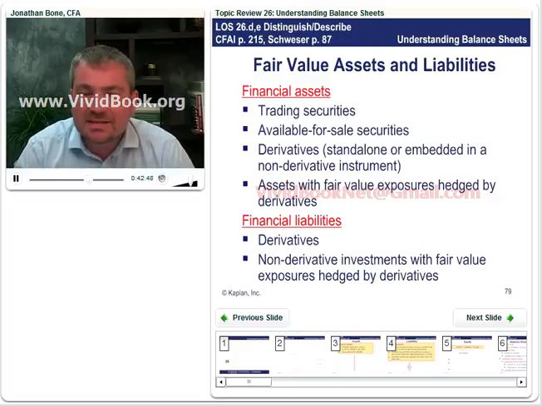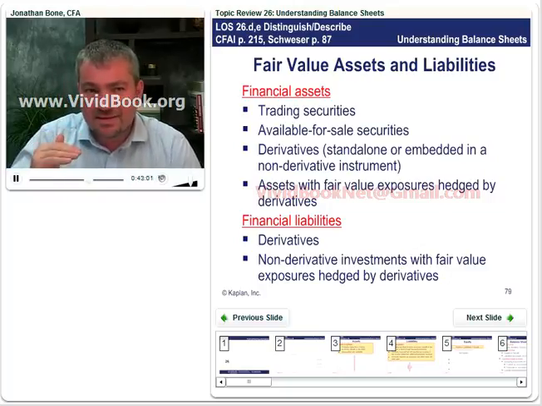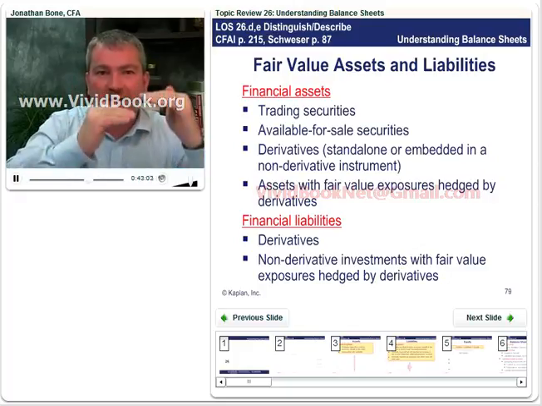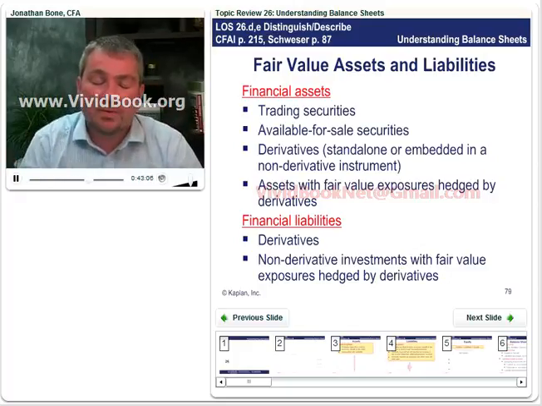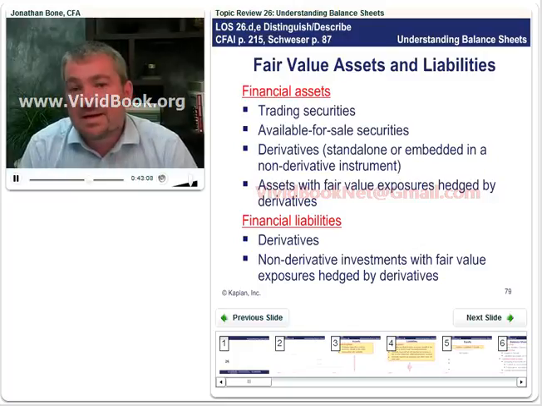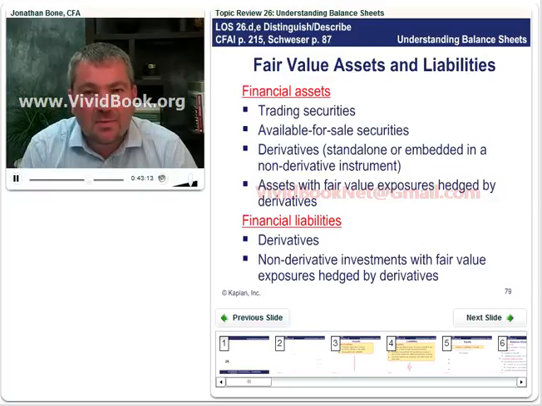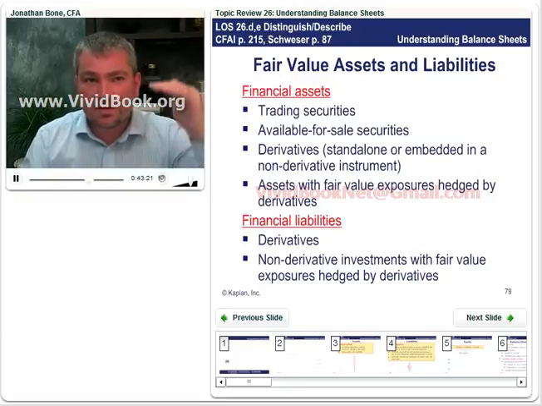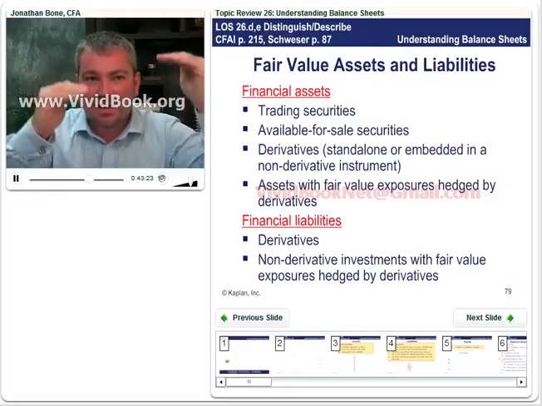Notice as well, assets with fair value exposures hedged by derivatives will also be recorded at fair value. It makes sense. If you're recording the derivative at fair value, the gains and losses in the derivative should offset the gains and losses on the asset. So therefore, both need to be recorded at fair value. Financial liabilities could be derivatives, and any liabilities where we're hedging their fair value using derivatives should be reported at fair value. Again, remember, the gain or loss on the liability here should be offset by the gain or loss on the asset.